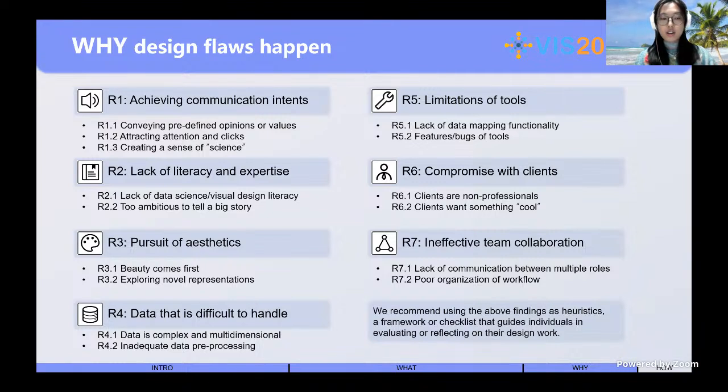And another example is R6, compromise with clients. A data analyst mentioned many 3D charts are created because they look cool, which has a special appeal for clients. The designer added, "Same here. I've always had to come up with ways to meet the cool requirement, even though it compromises scientific accuracy."